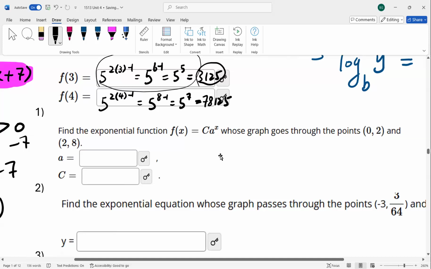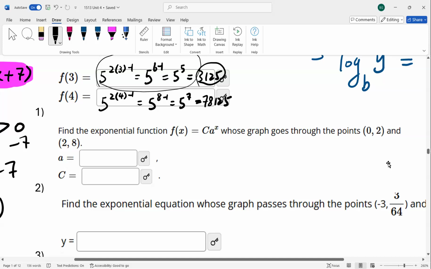Next one, find the exponential function f of x equals c times a to the power of x, whose graph goes through the points (0, 2) and (2, 8). All right. So we have two unknowns in the given function. We need to find out the value of the base a, and the coefficient in front of the exponential function, the value of c. We have two unknowns, but we have two given points. We're just going to plug in.